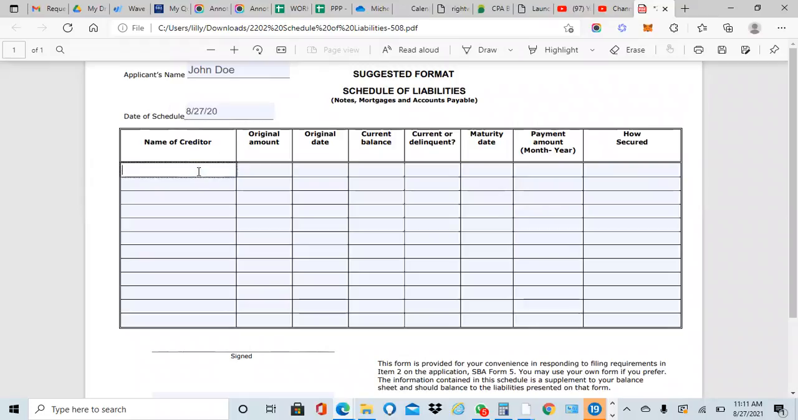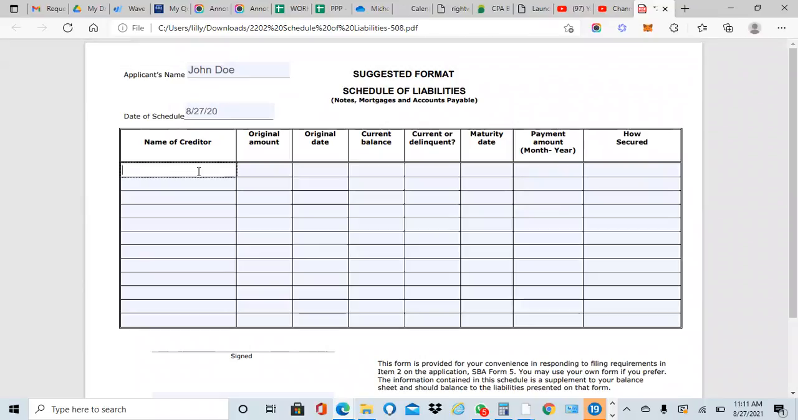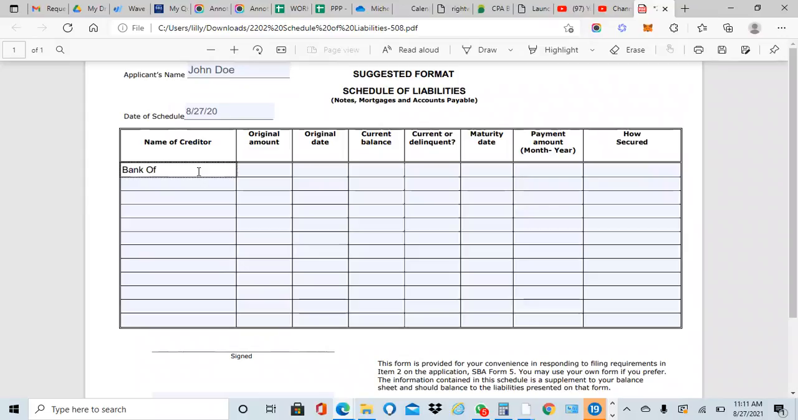Then you will put the name of the bank that you have the credit card from. So say, for example, it's Bank of America. You'll put Bank of America. Then you're going to put your limit. So if your limit is $2,000, you're going to put $2,000.